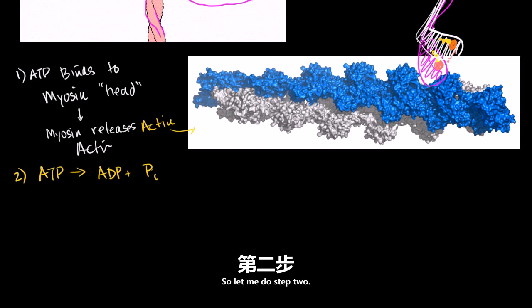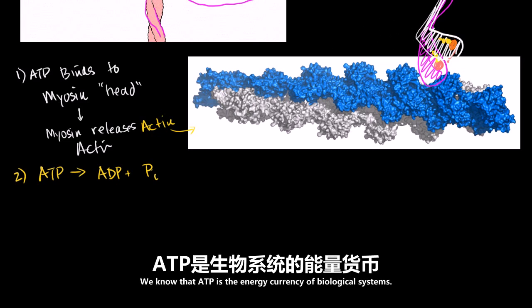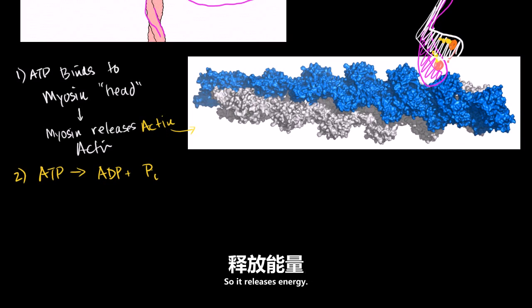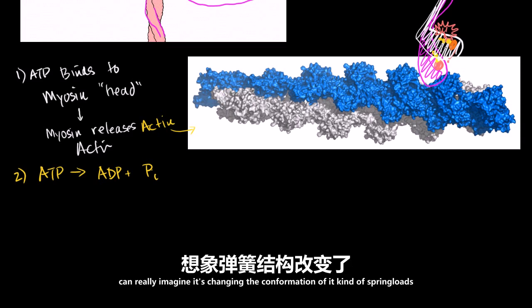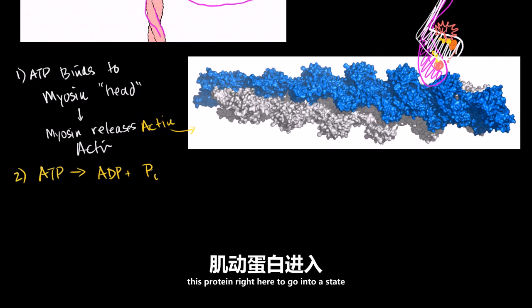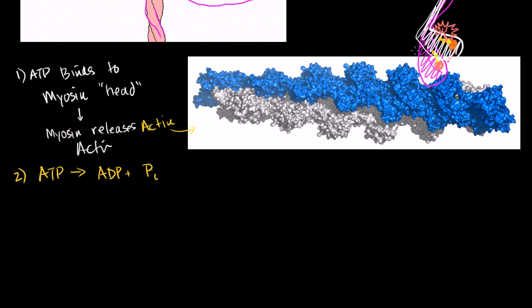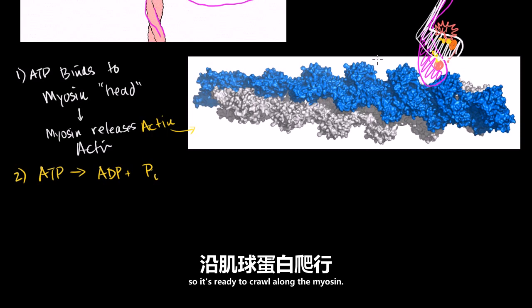So let me do step 2. You can kind of view it, it gets hydrolyzed, it releases energy. We know that ATP is the energy currency of biological systems. So let me draw it. It releases energy. I'm drawing it as a little spark or explosion, but you can really imagine it as changing the conformation of, it kind of spring loads this protein right here to go into a state so it's ready to crawl along the actin.